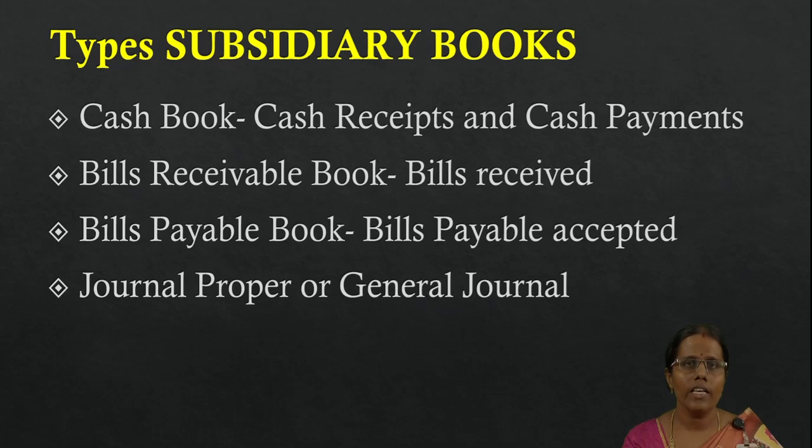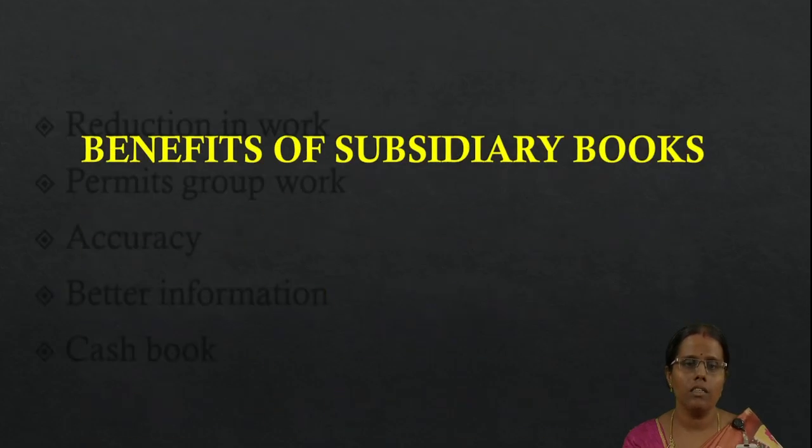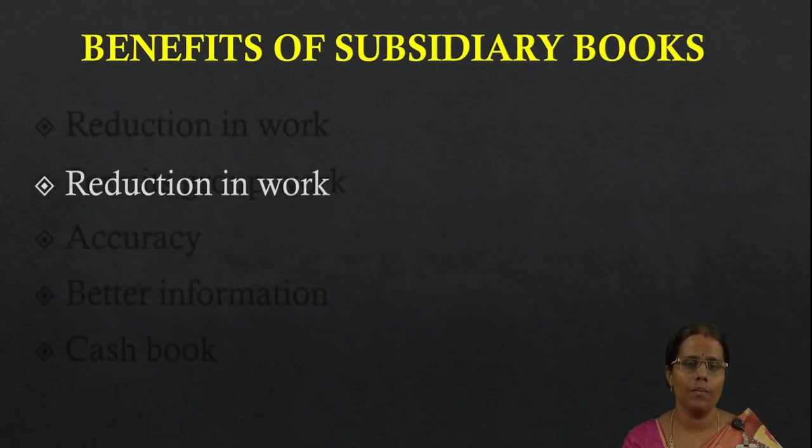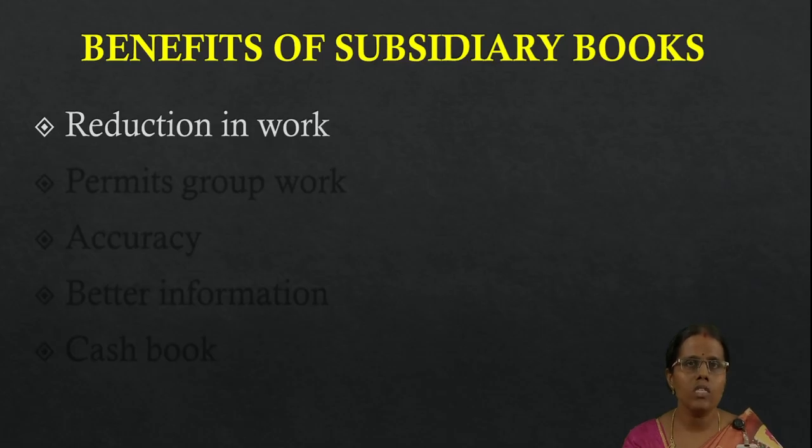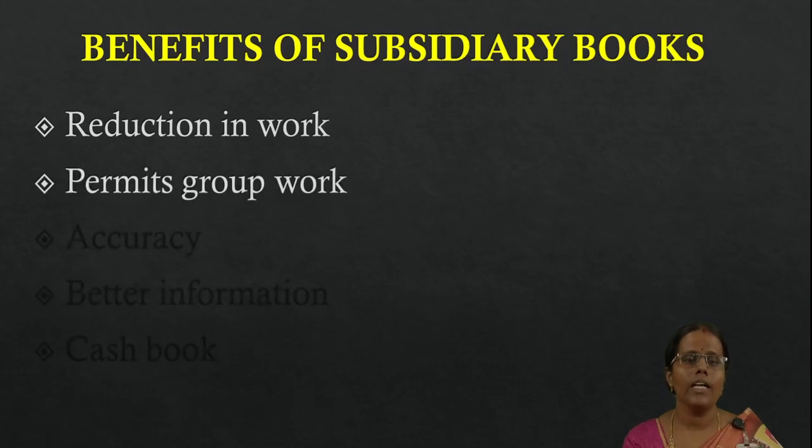So, the entries which are not entered in all the 7 classifications of subsidiary books are entered in the journal proper. It is also called the general journal. And then next, benefits of subsidiary books. It reduces the work of the cashier or the owner of the company. And the next one is it permits group work. So, each book is maintained by each person, which reduces the work of each worker.